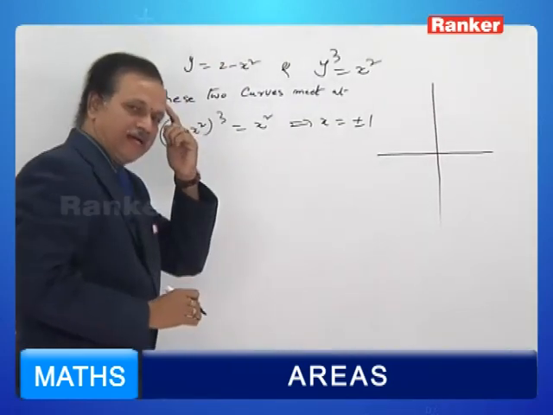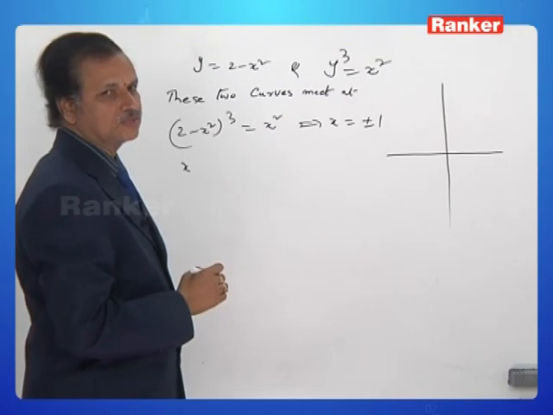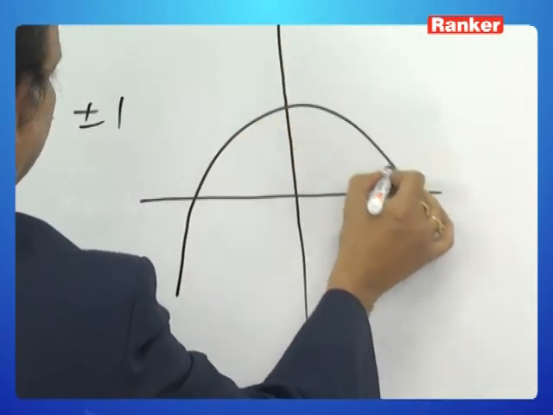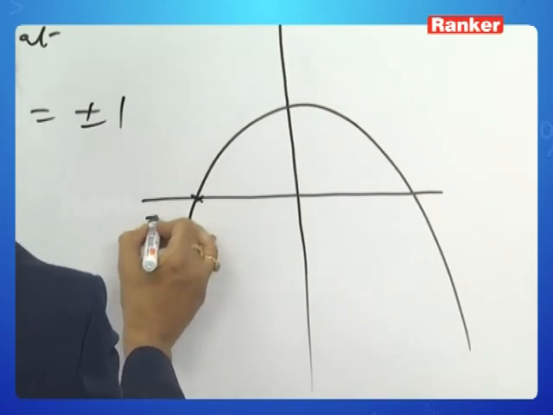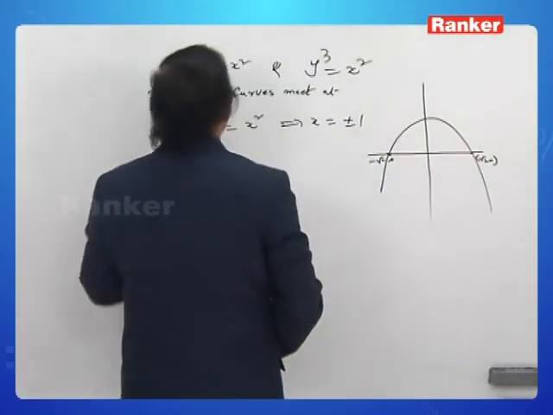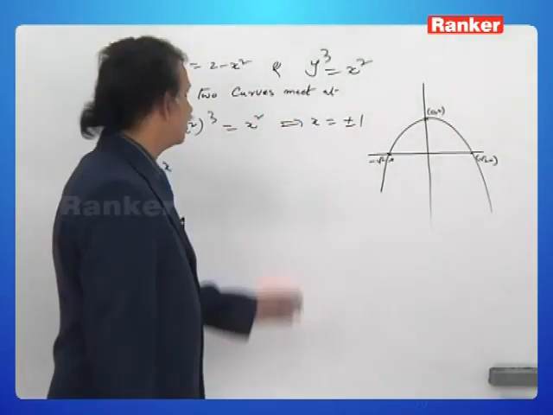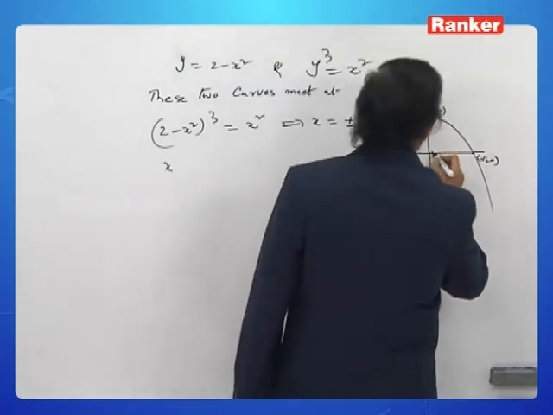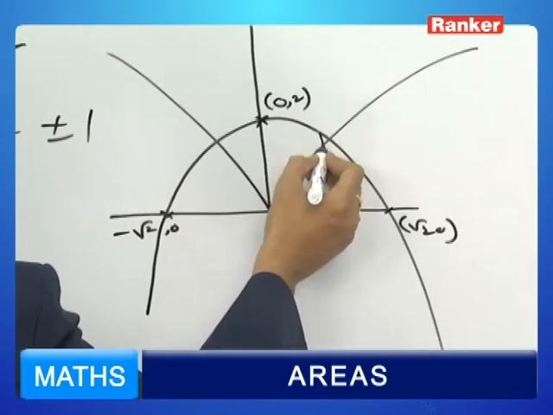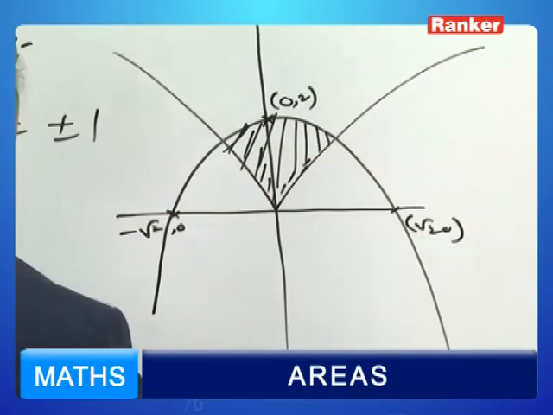Y is equal to 2 minus x square. Where does it meet x-axis? 2 minus x square is equal to 0. X square minus 2 is equal to 0. X is equal to plus or minus root 2. Hence, like this. Minus root 2, 0. This is plus root 2, 0. And it meets y-axis at 0, 2. This is the nature of this one. And y cube is equal to x square. It will be like this. Therefore, the required area is this. That is, of course, the required area.